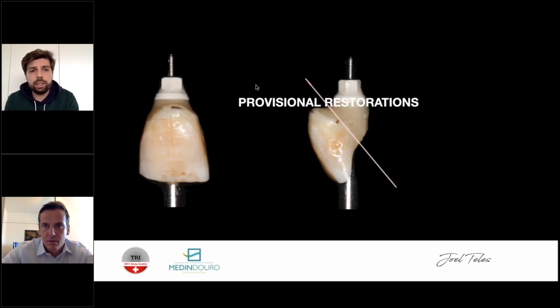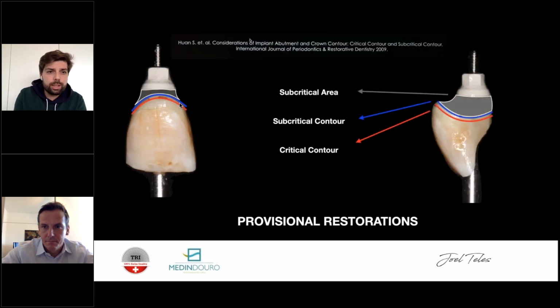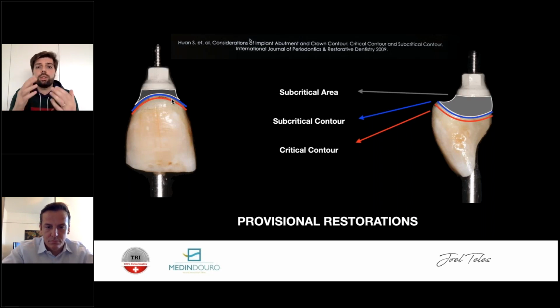So how do you define this? You can see the remnants of the line there that you keep seeing over and over on the slides. So this is the main consideration you need to understand: the critical contour, the subcritical contour right beneath it, and the subcritical area, which is the area that you need to touch to create this perfect profile to accommodate your tissues, to give them the information where they should lean, where they should be.